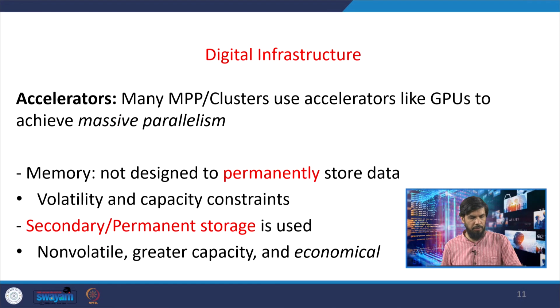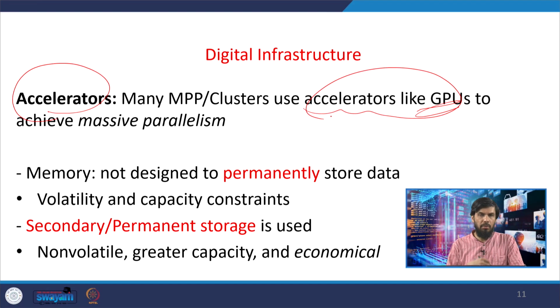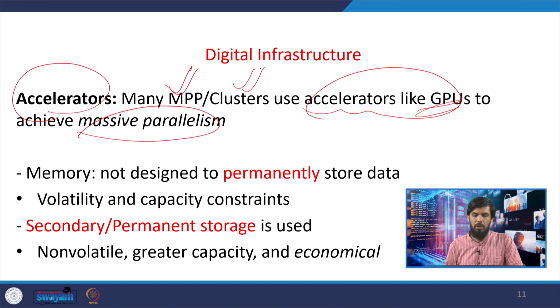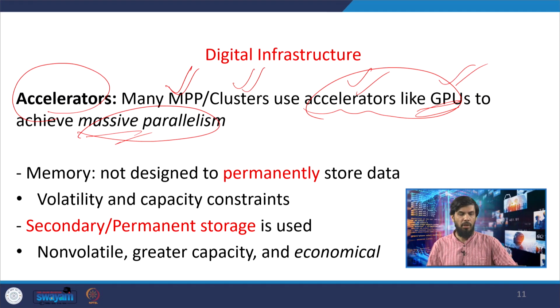So, let us move on. Now, there are accelerators. With the advent of GPUs, which are more like accelerators, further parallelism can be achieved. So, massive parallelism, whether we talk about MPP or clusters, both can use accelerators like GPUs to achieve massive parallelism, right. Further multiprocessing can actually be achieved through this, right.